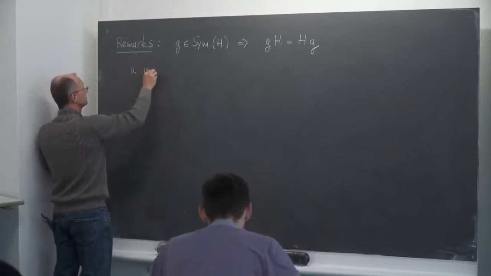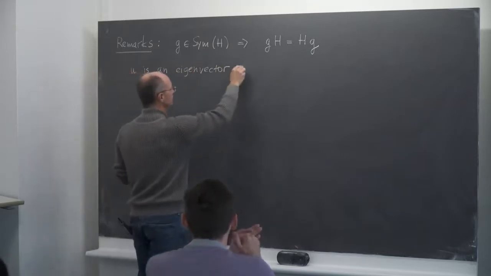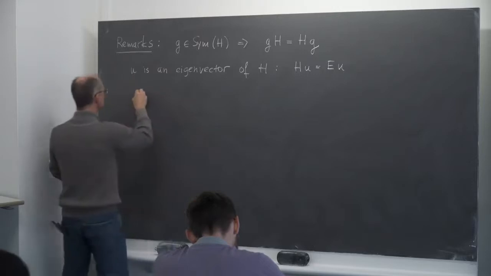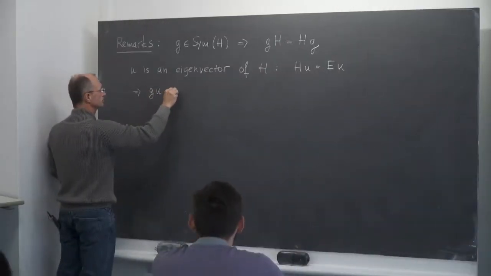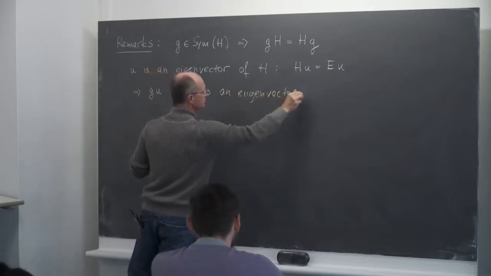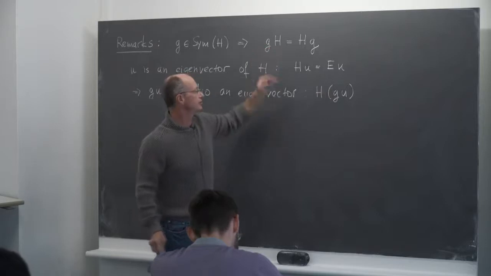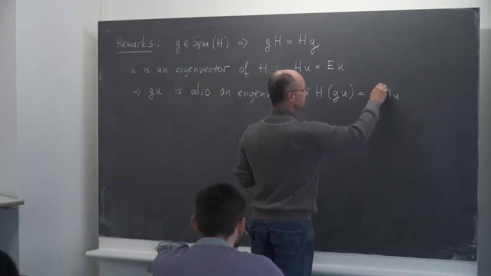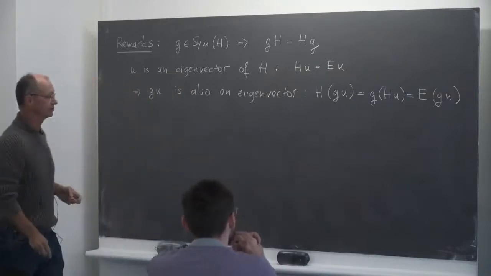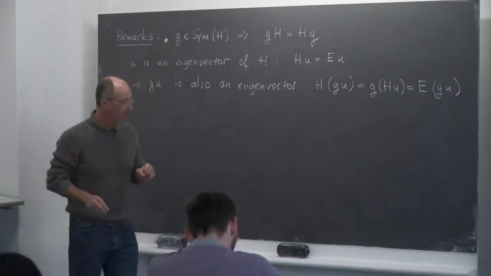Suppose that U is an eigenvector of H. Then GU is also an eigenvector. Well, that's because if you act by H on GU, you simply use this identity, you interchange them, and this simply gives you the same eigenvalue. So that's maybe one observation.